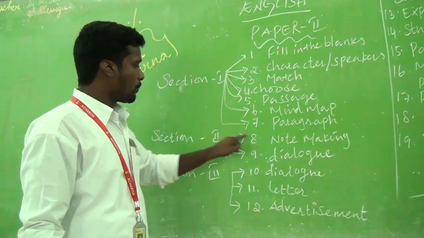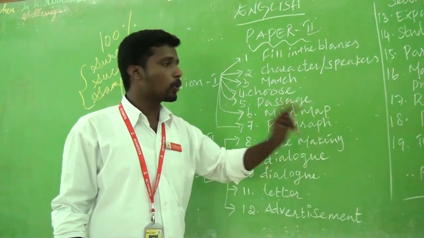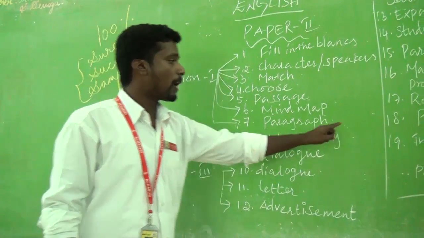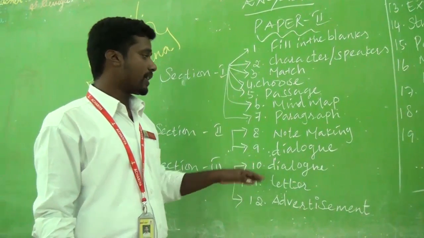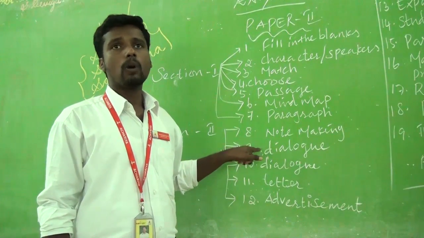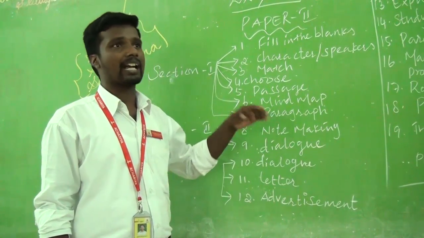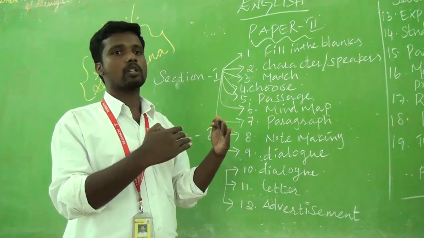So section 2, part question number 8, note making and summarizing. It has 2 types. One is ordinary, 5 plus 5, 10 marks, and another one is ordinary, 5 marks. First I am going to explain note making for question number 8. What are you supposed to do in note making? The paragraph is given in the question paper. You just read it 1 or 2 times.